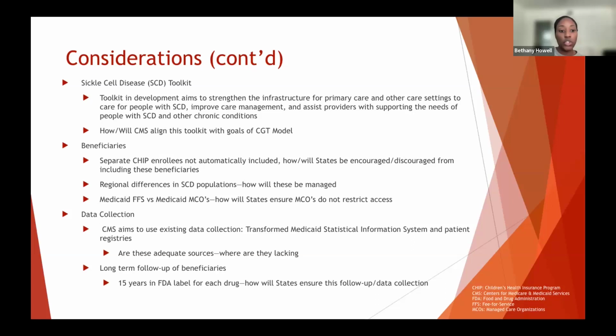CMS has goals to use the data collection, and we want to know where any gaps might be, if those are good sources that they have. And then there's not a lot of information on the long-term follow-up. So we want to know how states will ensure that the follow-up for the model, monitoring of the data for the model continues, so that we have all of the important information on a long-term basis for the CGT model.